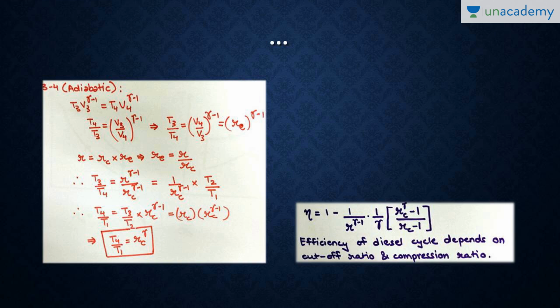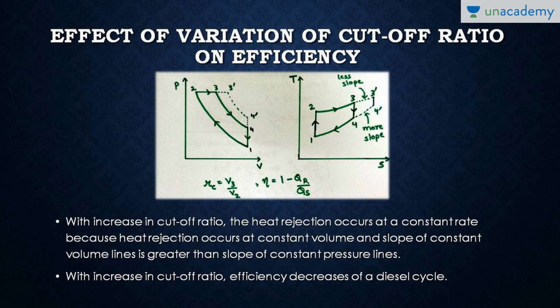So the final result for the efficiency of our diesel cycle is 1 minus 1 upon R raised to power gamma minus 1 into 1 upon gamma. In the bracket, it is RC raised to power gamma minus 1 upon RC minus 1. This is the efficiency of the diesel cycle, which depends upon two things: one is the cutoff ratio as well as the compression ratio, but the efficiency of the Otto cycle depends only on one thing, that is the compression ratio. Keep in mind, efficiency of Otto cycle depends on compression ratio, but efficiency of diesel cycle depends upon compression ratio as well as cutoff ratio.